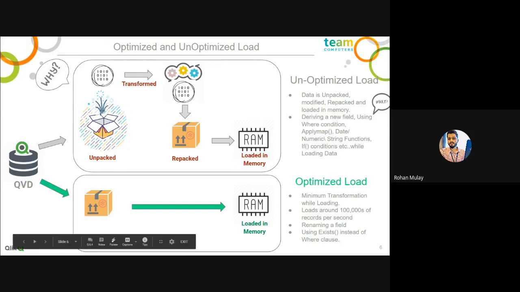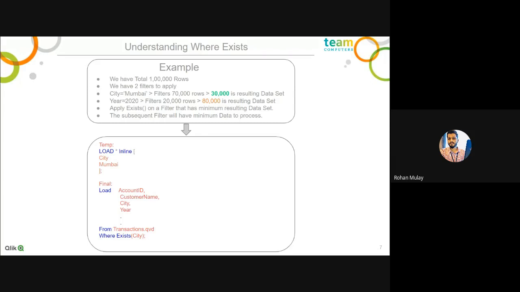So now we'll understand how we can avoid or minimize this unoptimized load in our application and move into an optimized state. First we'll focus on the where condition that we are applying. Let me give you an example here. If you are applying two where conditions, there is a concept of where exists and where not exists in QlikView. So instead of using a where condition, we can use where exists or where not exists. So you can replace the where commands with where exists. But that has to be taken very carefully. Let me tell you with an example how it works.